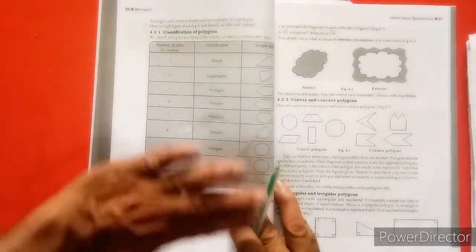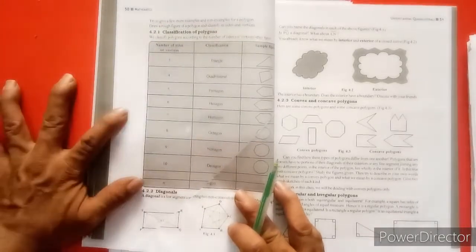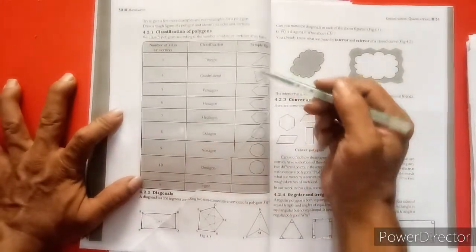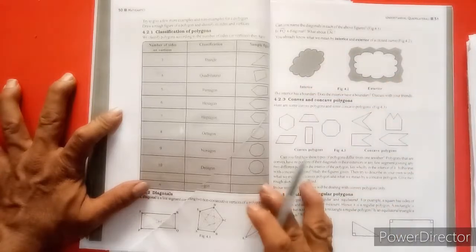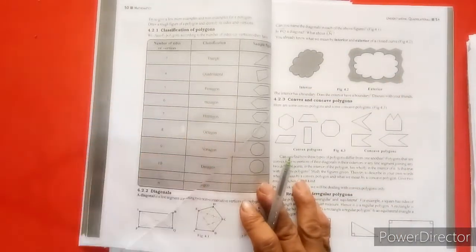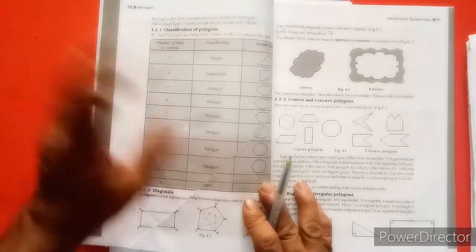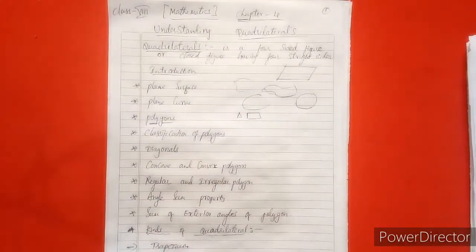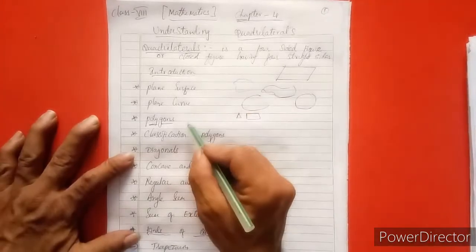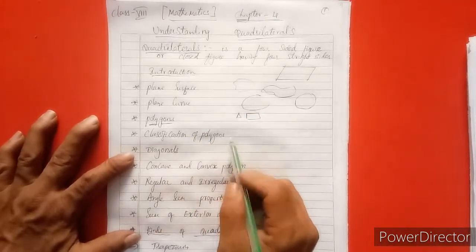All these figures are simple figures with only straight line sides, not curved sides. Did you understand? Okay. Next, polygon classification is also over.